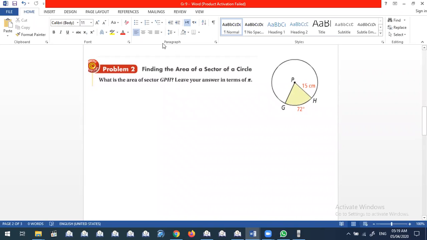Here we have problem number 2. Finding the area of a sector. What is the area of sector GPH? I need to find the area of this sector. So we need to find the area of the circle. After that, we need to find the measure of the arc. Let's find the area of the circle first. Do you have the radius? Yes, the radius equals 15 centimeters. And what else do you have? We have the measure of this arc. The measure of arc GH equals 72 degrees.